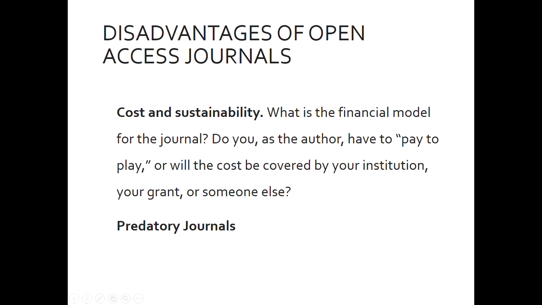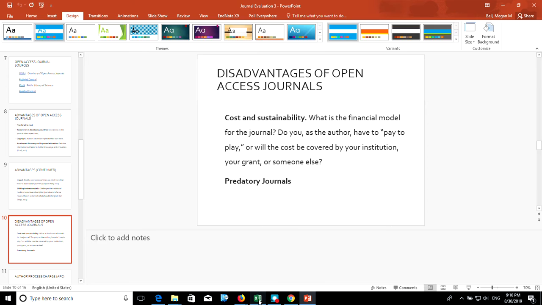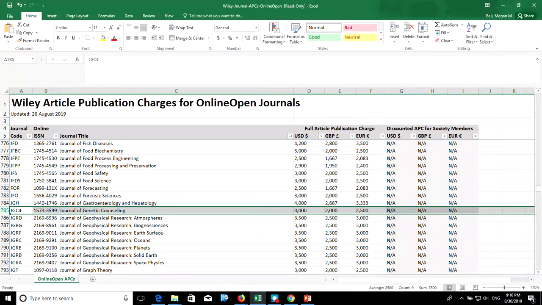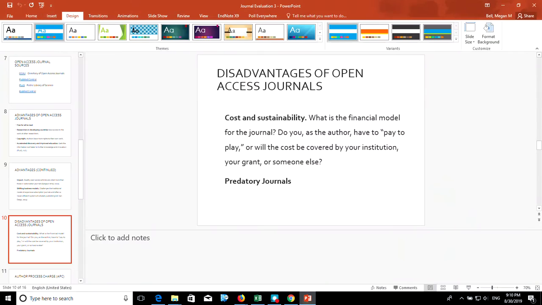Some disadvantages are cost. So, for example, in the Journal of Genetic Counseling, which is what we've been going over, it would cost you $3,000 to publish in that particular journal. So if you don't have that money, or if you didn't get funding and you have that money set aside, then you may not be able to publish using the open access model for that particular journal.